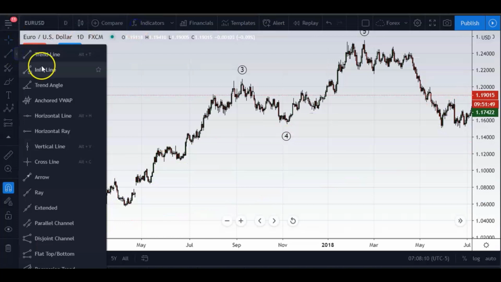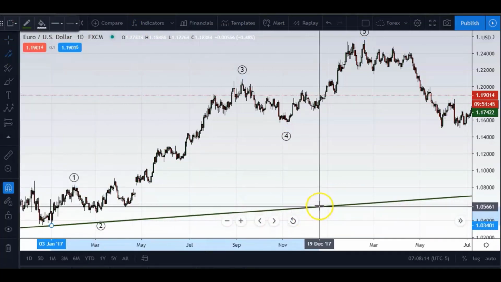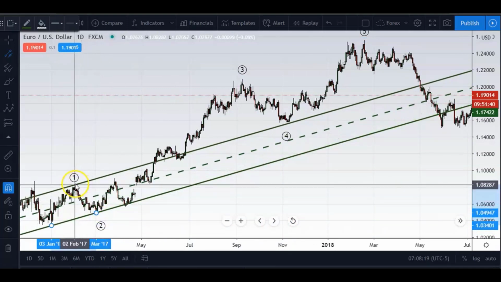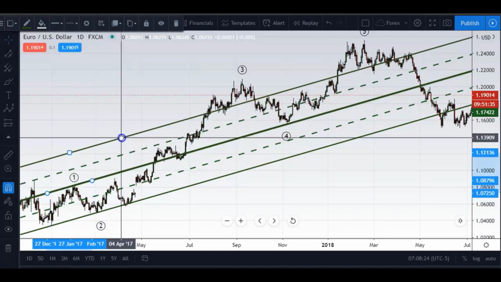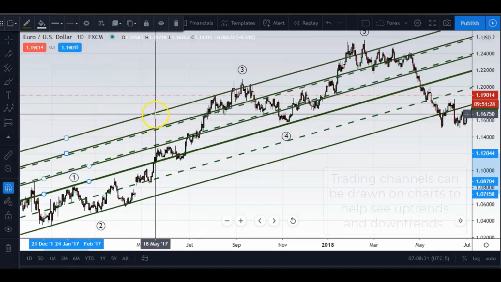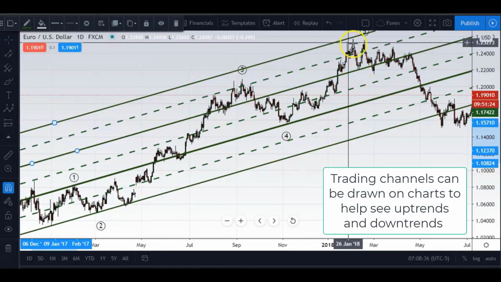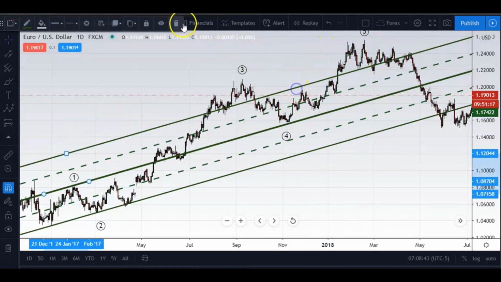Another tool that you can use is channel lines. Very simply, if we use the same anchor points that we did before, and I copy and paste them and continuously add them to the upside, then you'll see that the market also stayed within the confines of this. It nearly reached the upper channel line here before that correction or move to the downside started.